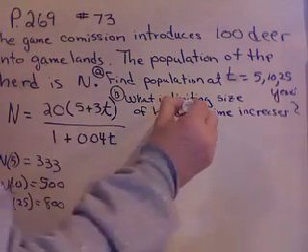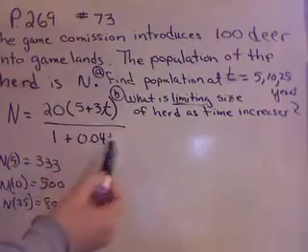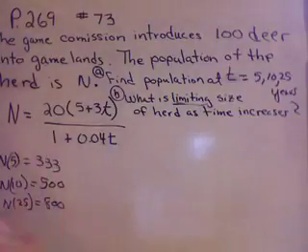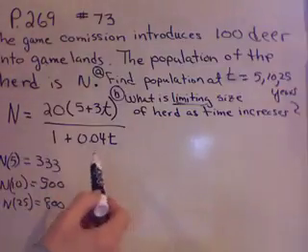And limiting size is a clue. They're asking, is there some sort of asymptote for this curve? Does it level off someplace? And if you look at the curve in the book, you can see that it does start to level off.